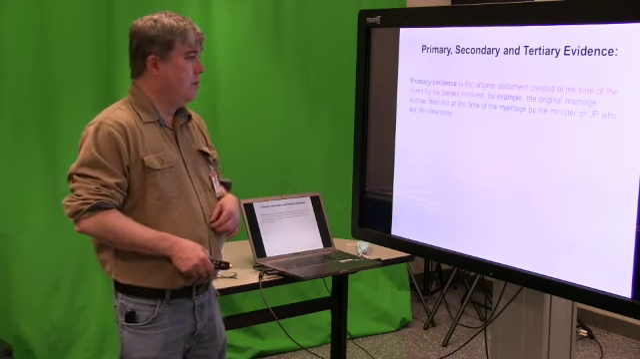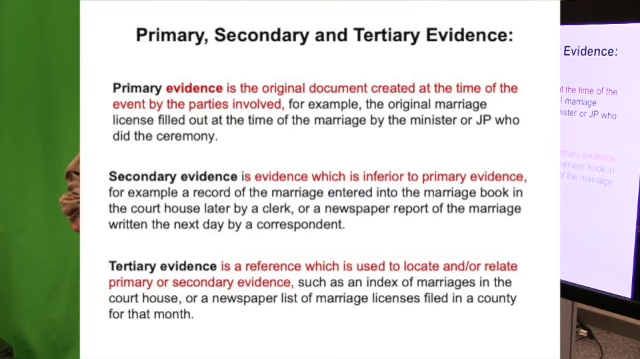And then there are various different forms of evidence. Primary, secondary, and tertiary are good, better, and best. So primary, or best, evidence is the original document, like your great-grandparents' original marriage license from the courthouse, filled out by the minister or the justice of the peace.